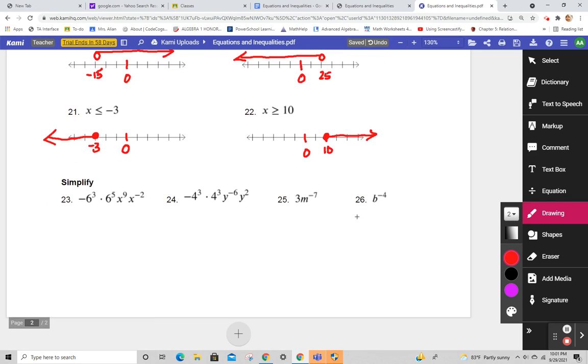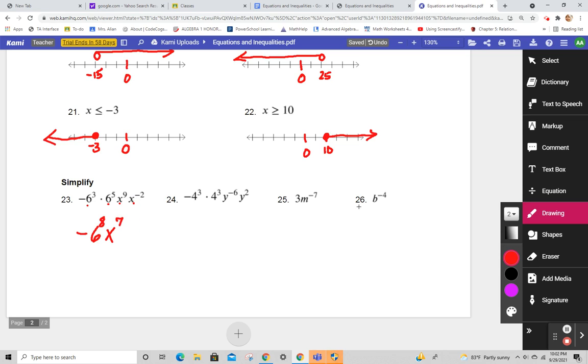All right, number 23, we're simplifying. So we're multiplying here powers with the same base 6. So we'll keep the same base 6. We have a negative, we'll keep that too. And 3 plus 5 is 8. Keep the same base x. And we'll just add, 9 minus 2 is 7.